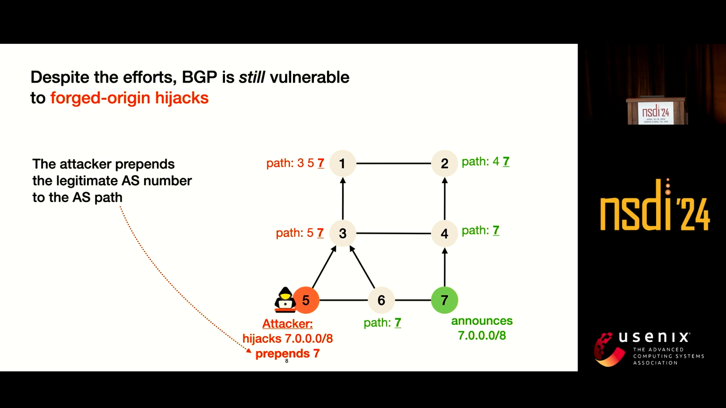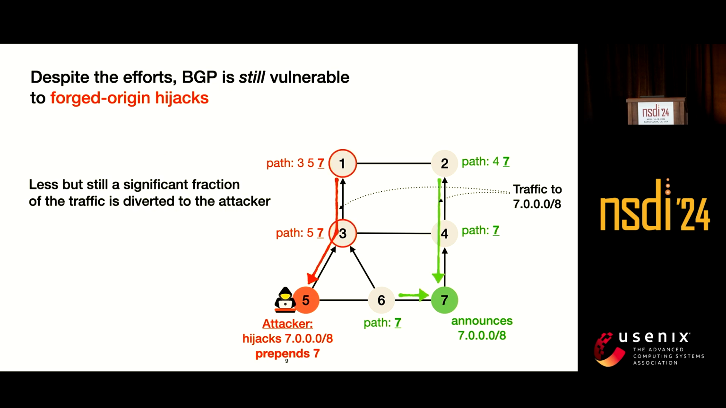Okay? So the drawback of such an attack is that the AS path is slightly longer, so fewer autonomous systems will divert the traffic to the attacker, but the attack will still be successful. For instance, in this case, there are still 1 and 3 that divert the traffic to the attacker, so the attack is still successful.